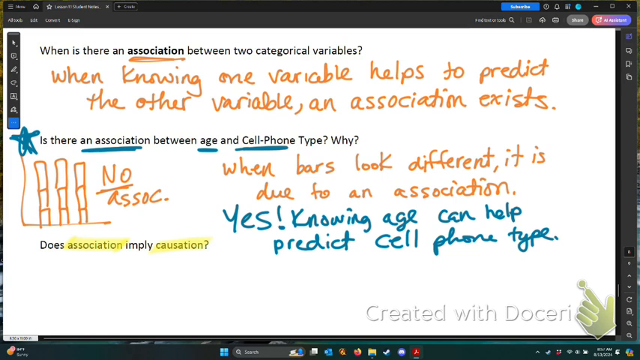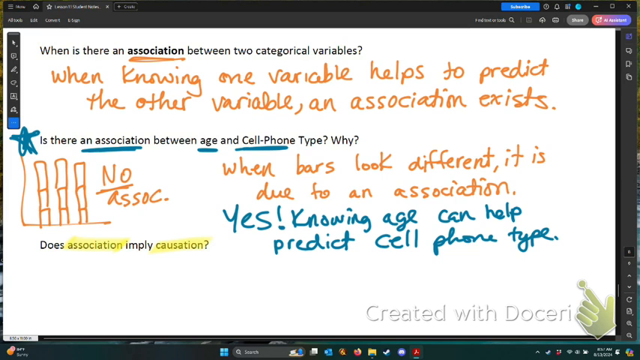No. So many of you may have heard this statement before. Correlation does not imply causation. Have you guys ever heard that before? Yeah. Sort of, maybe-ish, maybe once in your life? So that is similar to an association. Correlation and association are kind of the same phrase or term. So just because an association exists doesn't mean that one thing is causing the other.